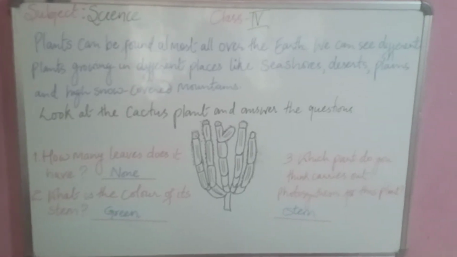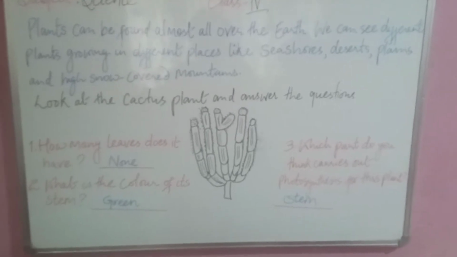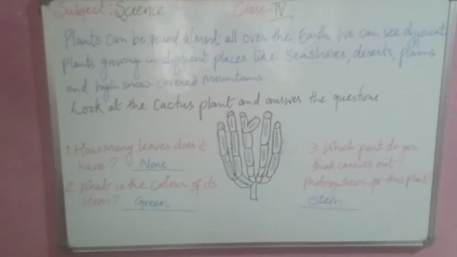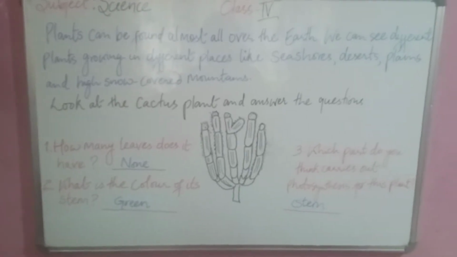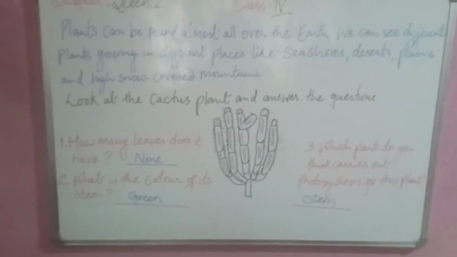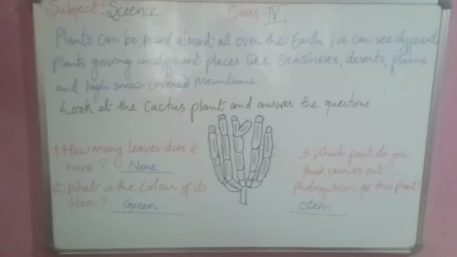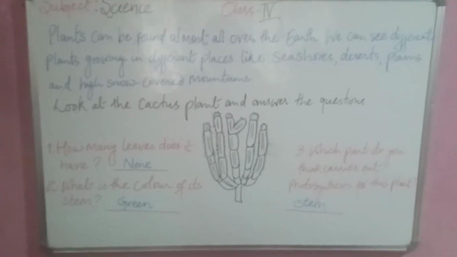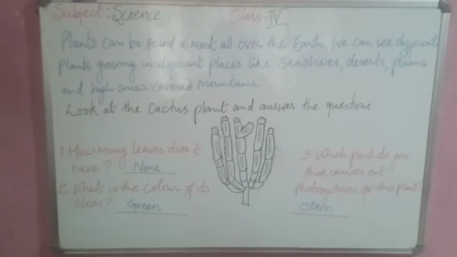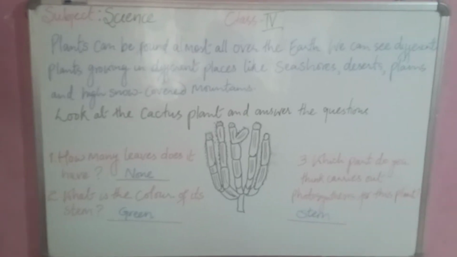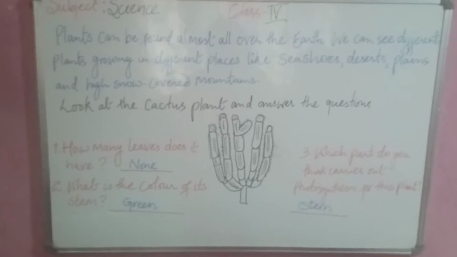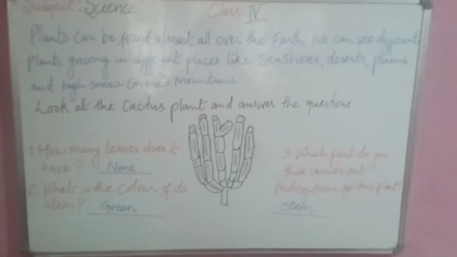We have to answer the following questions. So how many leaves does it have? It has no leaves. That means we have to write none or no leaves here. Okay, then what is the color of its stem? It has a color green.